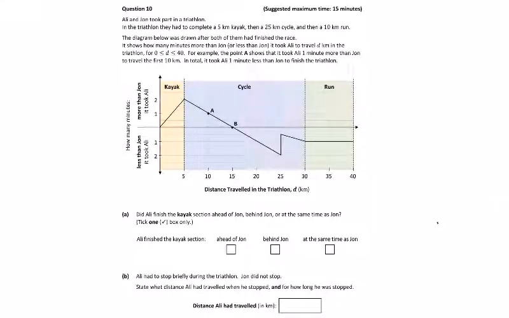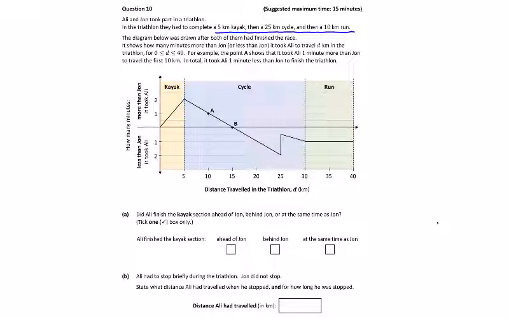In this video, we're going to look at speed, distance, time, and real life graphs. So in question 10 here from 2022, Ali and John took part in a triathlon: a 5 kilometer kayak, 25 kilometer cycle, and 10k run. And the diagram below was drawn after both of them had finished the race. It shows how many minutes more than John or less than John.